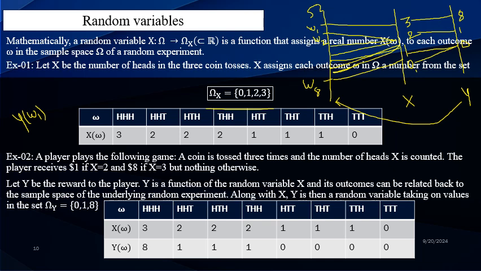You can see it is 8. This one is omega 1. The image of omega 1 is 8. The image of omega 2 is 1. The image of omega 3 is 1. The image of omega 4 is 1. The images of the other omegas are 0. So you can map that way; I am saying this is the composition mapping.